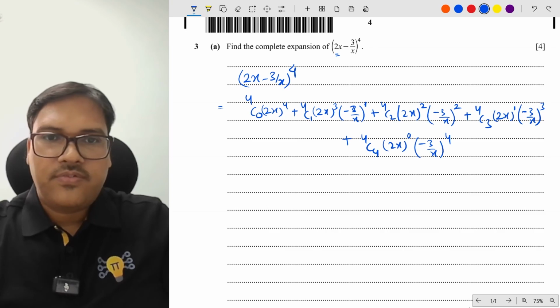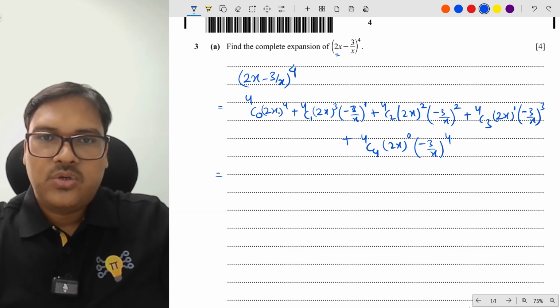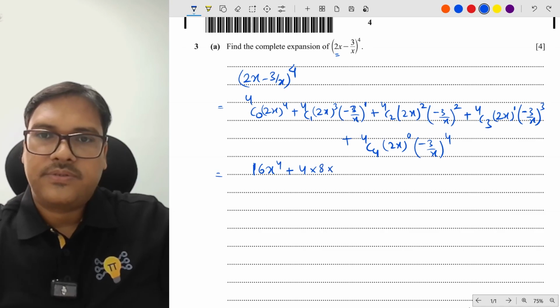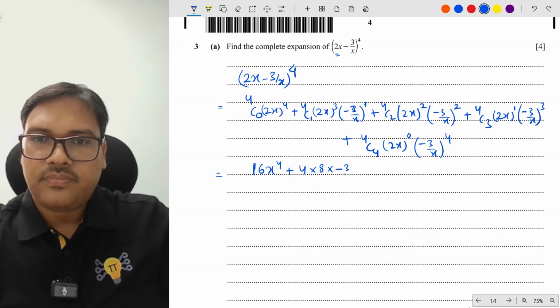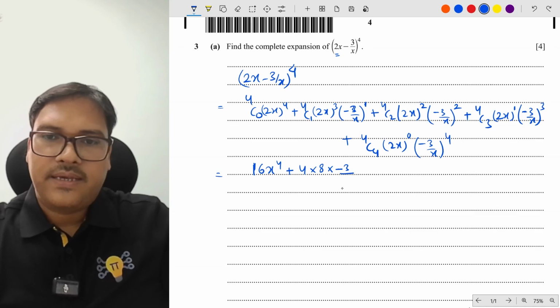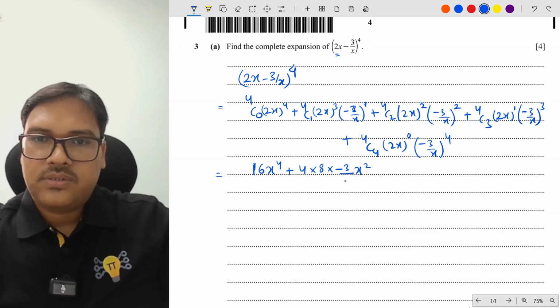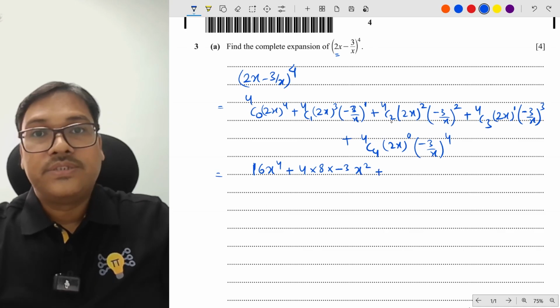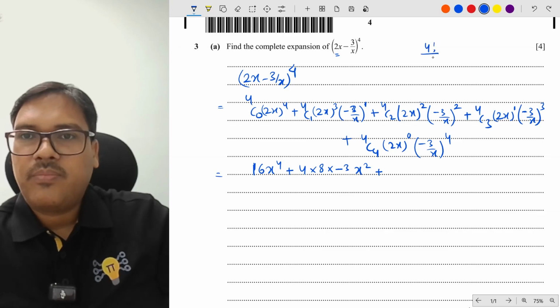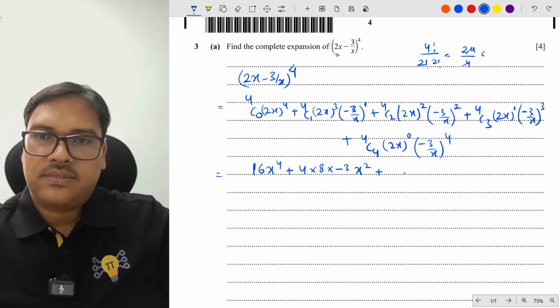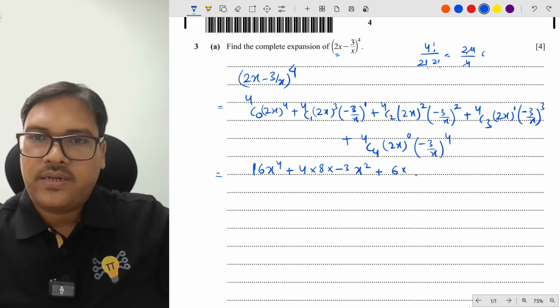And now you simplify. 4c0, you can just check this value, this is 1, 2 raised to 4 is 16, so this is 16 x to the power 4. This will be 4 into 2 cube, which is 8, and this is minus 3 by x, and x cube upon x will become x square. So this is the next term. Then 4c2, you can again check, this will be equal to 4 factorial upon 2 factorial, 2 factorial, this is 24 by 4, which is 6. You can check this, this is 6, 6 into 2 square, that is 4.